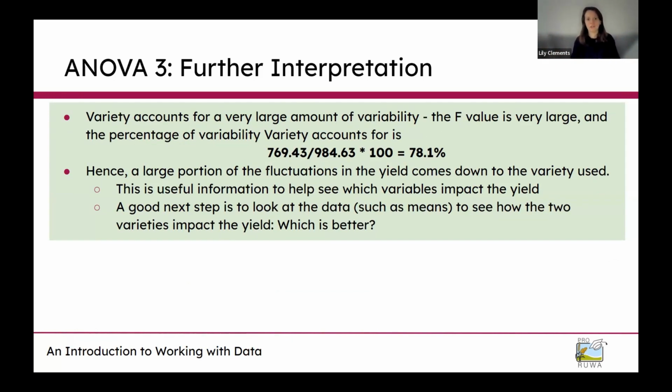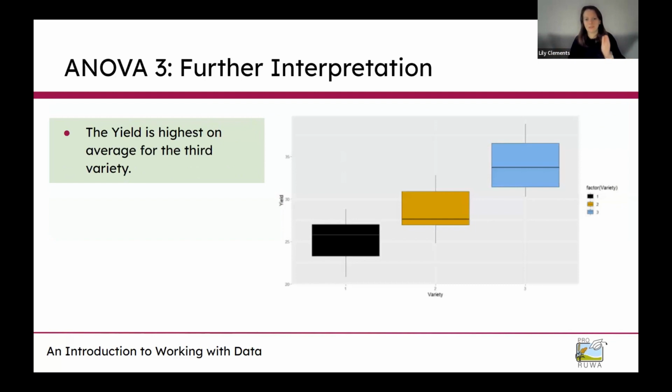A good next step is to actually look at the data, such as the means, to see how our different varieties impact the yield. Which is better? So here are our 3 varieties, and we can see how they are impacting the yield. We can see that on average, the yield is highest for the 3rd variety. This seems pretty reasonable. So our ANOVA tells us that there's a difference, but our graph can tell us what that difference is. This is what we discuss more in our visualizing section about the nature of natural variability later in this topic.